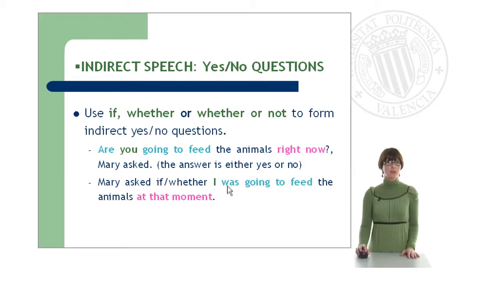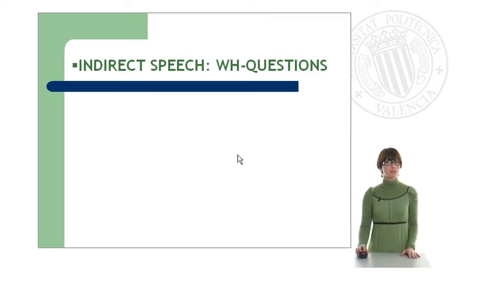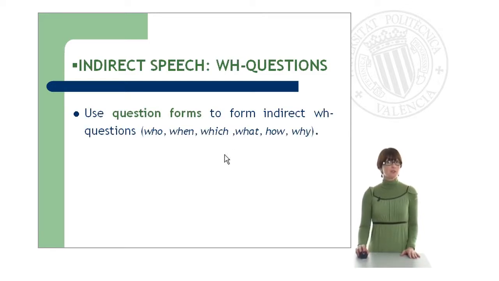Remember that you have to make the necessary changes in the verb tense as well as in the place and time expressions or personal possessive pronouns. Now let's have a look at the other case, WH questions. You have to use question forms to form indirect WH questions. Question forms are words such as who, when, which, what, how, and why.